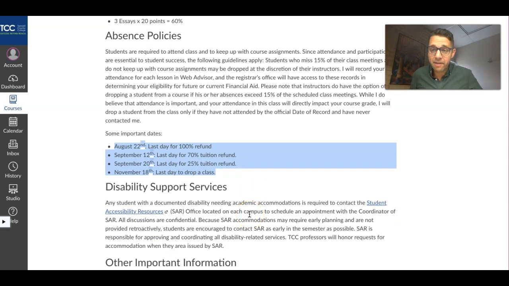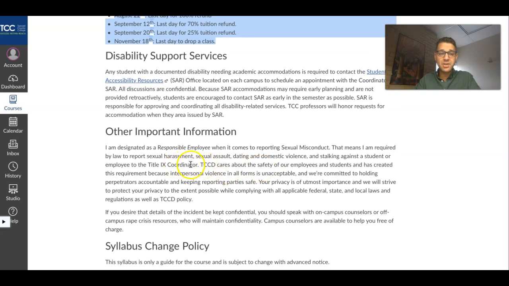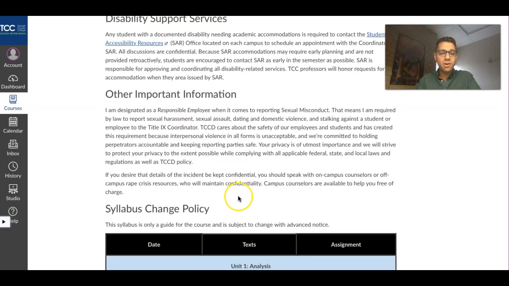Disability support services. If you need any type of accommodations in class, please make sure that you're going through the Student Accessibility Resources or the SAR office. You can get paperwork there. Let me see it, and I'll be happy to give you any type of accommodations that you need. So other important information, this has to do with Title IX and sexual misconduct. You can read that at your own perusal.